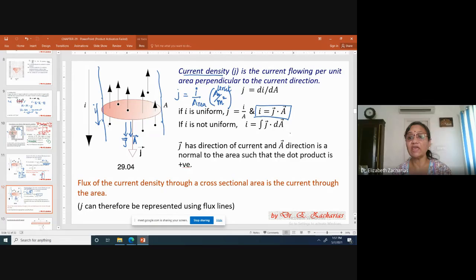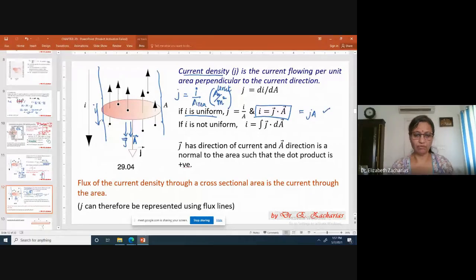Therefore, J dot A will always be equal to JA, because they are parallel. So cos of 0 is 1, and it will be J into A. And please remember, this is true as long as the current is uniform.